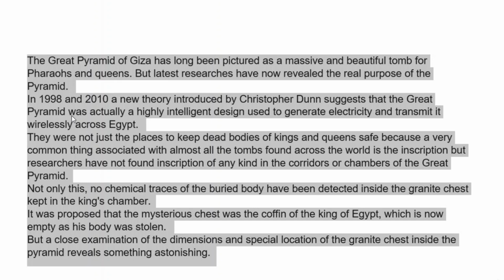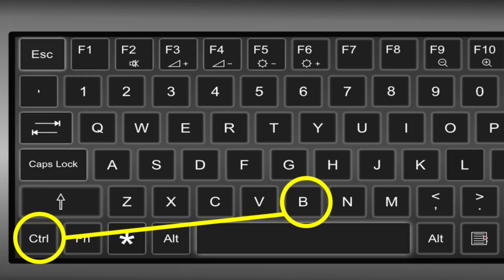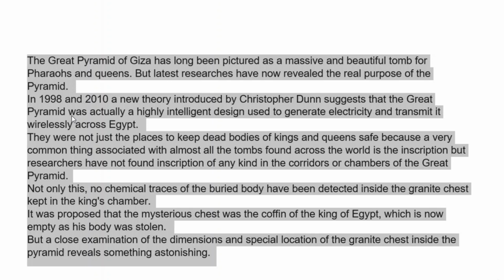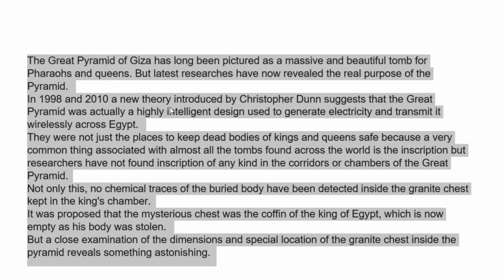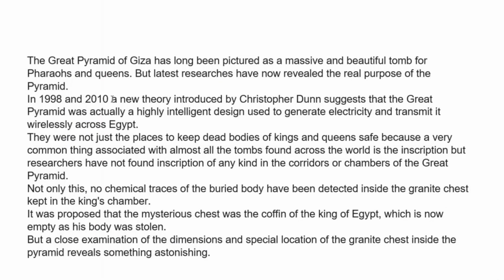Now the next shortcut key is Ctrl+B. It is used to change the selected text to be bold. If I want it to be bold, then I will press Ctrl key plus B. You see it has become bold. But if I want to remove this bold, I will again press Ctrl+B. You can also select some part of this text and use Ctrl+B to make it bold. Again press Ctrl+B to remove it.